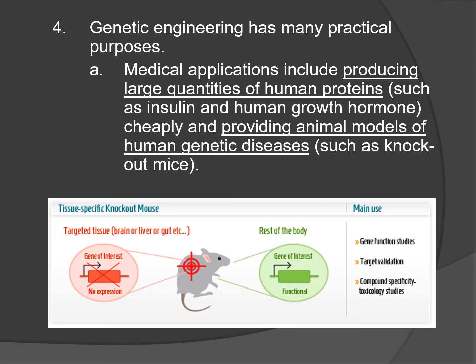And it can do so cheaply. They can also provide animal models for human genetic diseases. So when I worked in research, we used what are called knockout mice. We modeled genetic diseases, whether it was prostate cancer, schizophrenia, autism, all those things, by creating mice that didn't have genes or had human genes inserted into them.